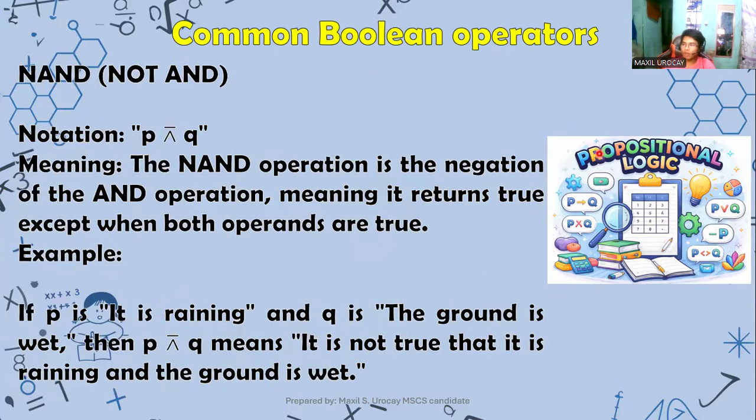Okay. NAND, we also have the NAND operator. The notation is P NAND Q, which is NOT AND. So the NAND operation is the negation of the AND operation, meaning it returns true except when both operands are true. So for example, true AND true will become true, right? Now, meaning it returns true except when both operands are true. That's actually how this works.